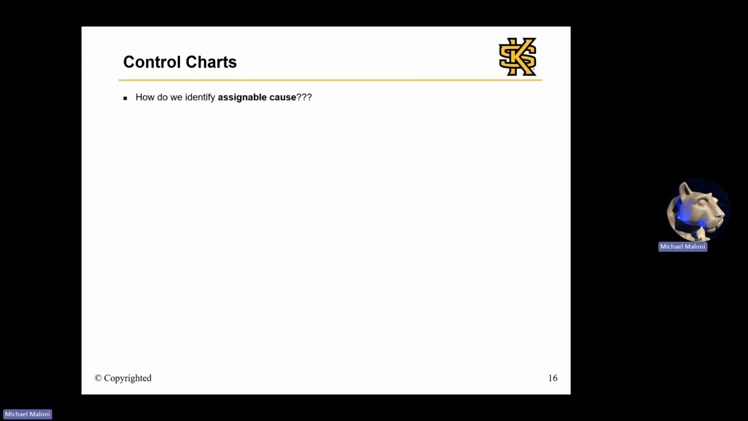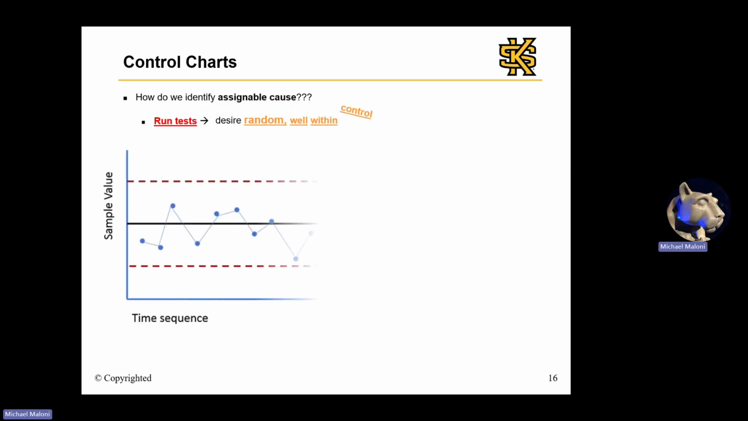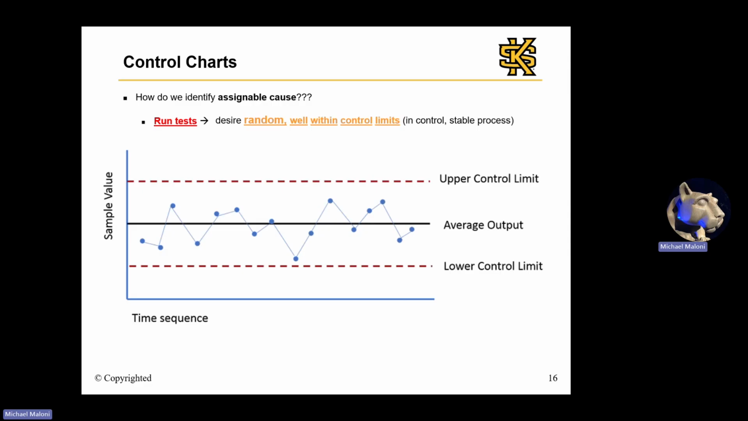Let's next learn more about interpreting control charts to specifically determine if variation is assignable, non-random. That's bad. Assignable variation means assignable cause. And these are called run tests. For a stable, in-control process, ideally, we'd like to see data that's random, meaning no pattern, and then also well within control limits.